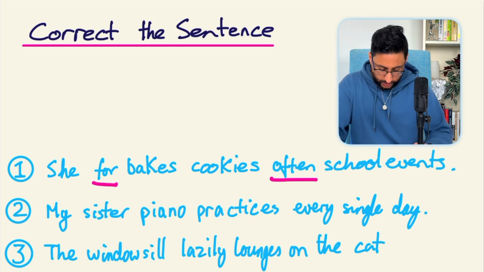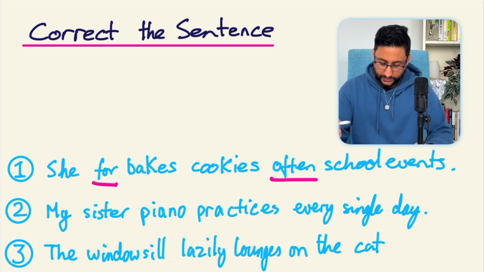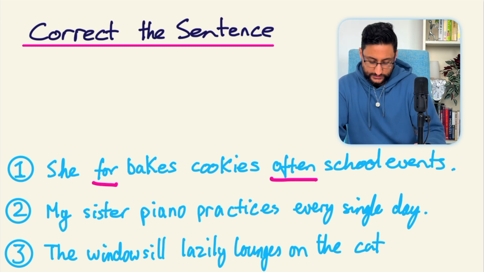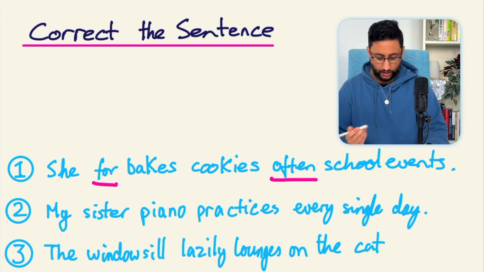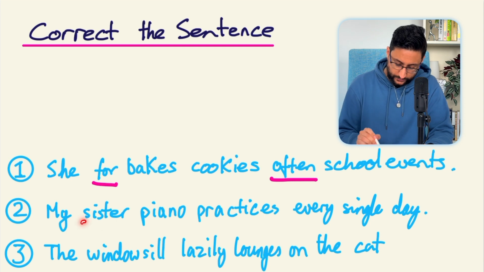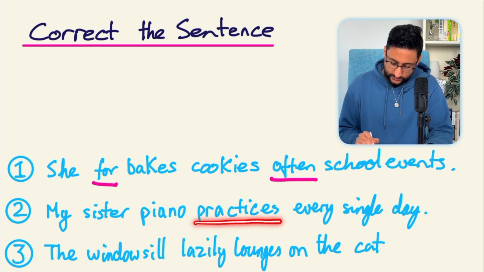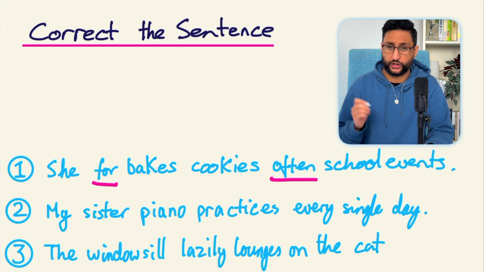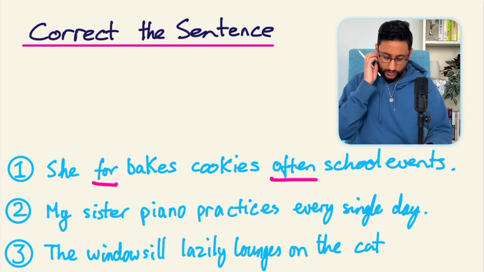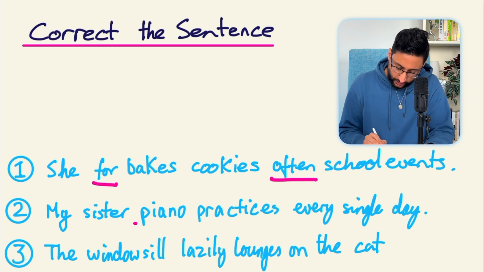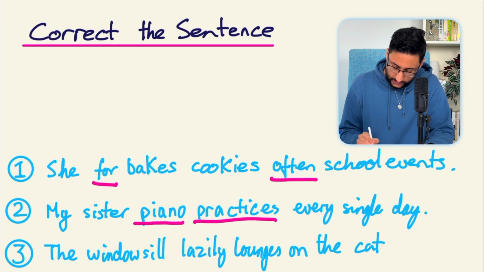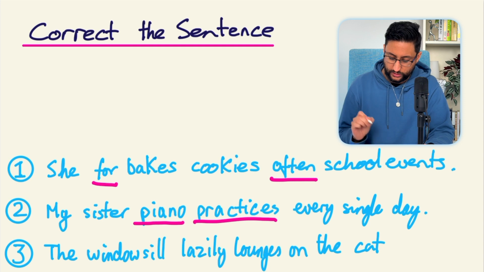Let's move on to example 2. My sister piano practices every single day. Now, can you tell what's wrong with that sentence? So again, this question has a grammatical error. Sister is the noun. Practices is the verb. So she's going to be the person practicing the piano. So we're going to say that piano and practices are the wrong way around. And if you were to read that through: my sister practices piano every single day.